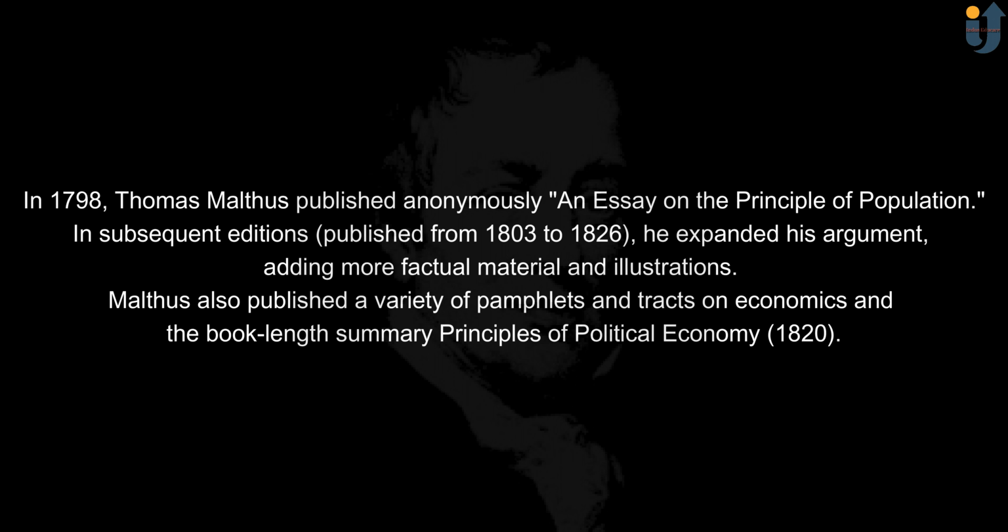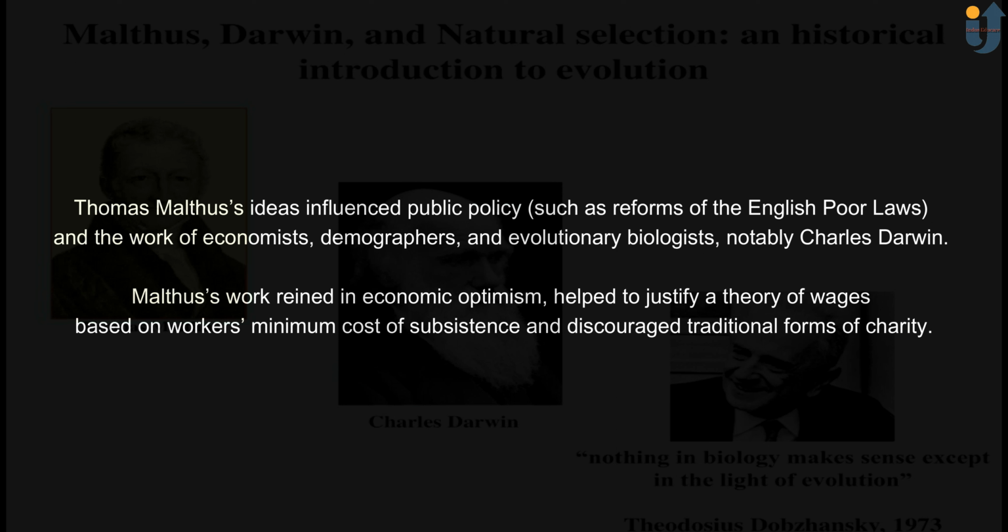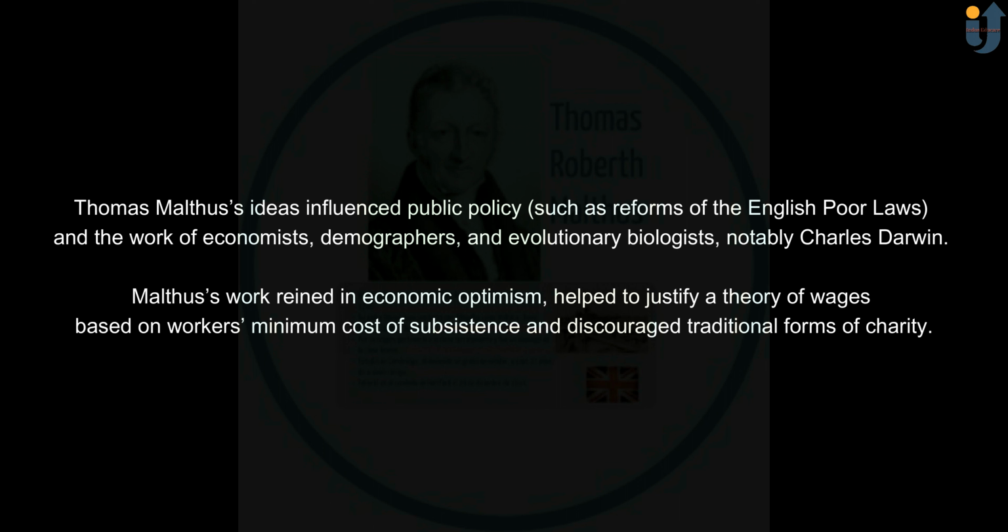Thomas Malthus' ideas influenced public policy, such as reforms of English poor laws and the work of economists, demographers, and evolutionary biologists, notably Charles Darwin. Malthus' work, reining in economic optimism, helped to justify a theory of wages based on workers' minimum cost of subsistence and discouraged traditional forms of charity.